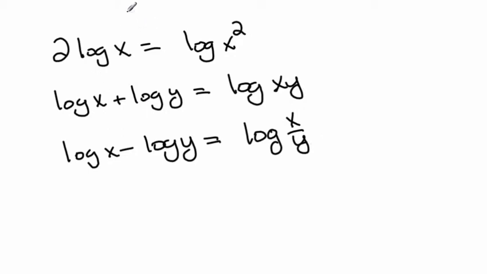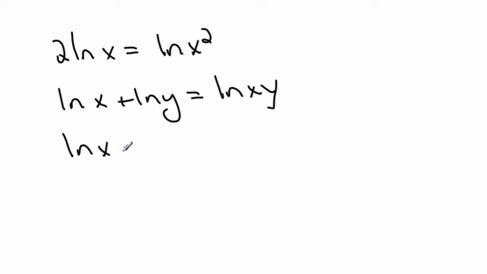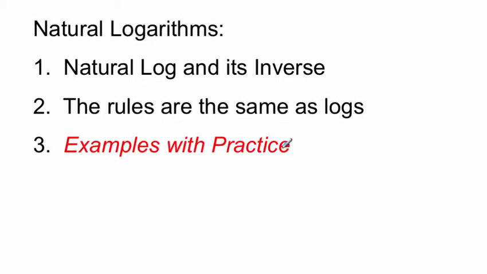They're the same for natural logs. If I erase this, I can do the exact same properties with natural logs. I could say that 2 natural log of x is equal to natural log of x squared. Natural log of x plus natural log of y equals natural log of xy. And natural log of x minus natural log of y equals natural log of x over y. So when I say the rules are the same, the rules are the same. Okay, so let's jump into some practice. I'll show you some examples. We'll also have some practice.